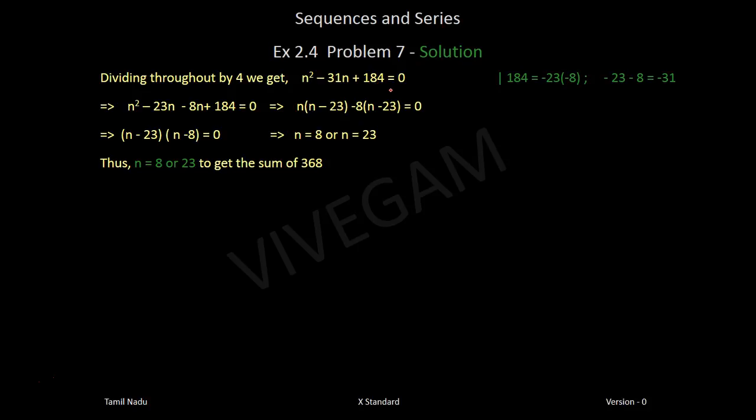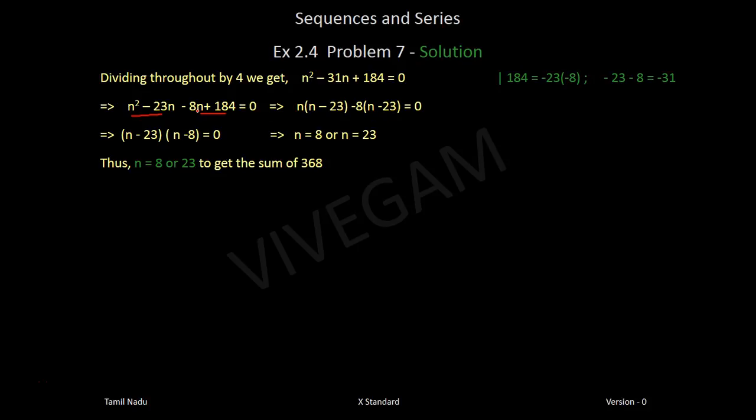What is 184? That is 23 into 8. Minus 23 into minus 8 is 184. Minus 23 minus 8 is minus 31. So you have to write minus 31n as minus 23n minus 8n. Now from these two terms you can take n commonly out, so it becomes n into n minus 23. And from these two also you should get the same, then only you will be able to go to the next step. So we have to get n here.